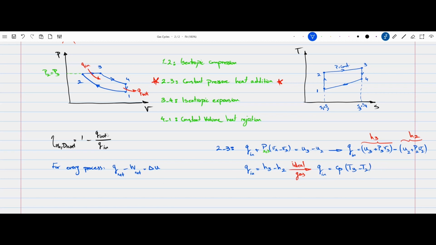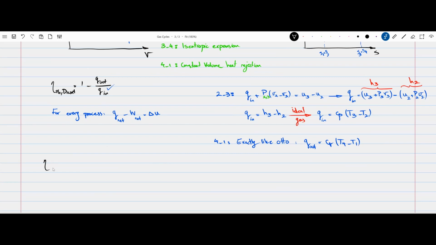Very, very good. So I got Q in and Q out, the process 4 to 1. It is exactly like the Otto cycle, which means Q out is this time Cv. Please take note, this is now Cv because it's constant volume. Cv (T4 minus T1). I can plug them back here. So the thermal efficiency for the diesel engine is 1 minus (T4 minus T1) over Cp (T3 minus T2).